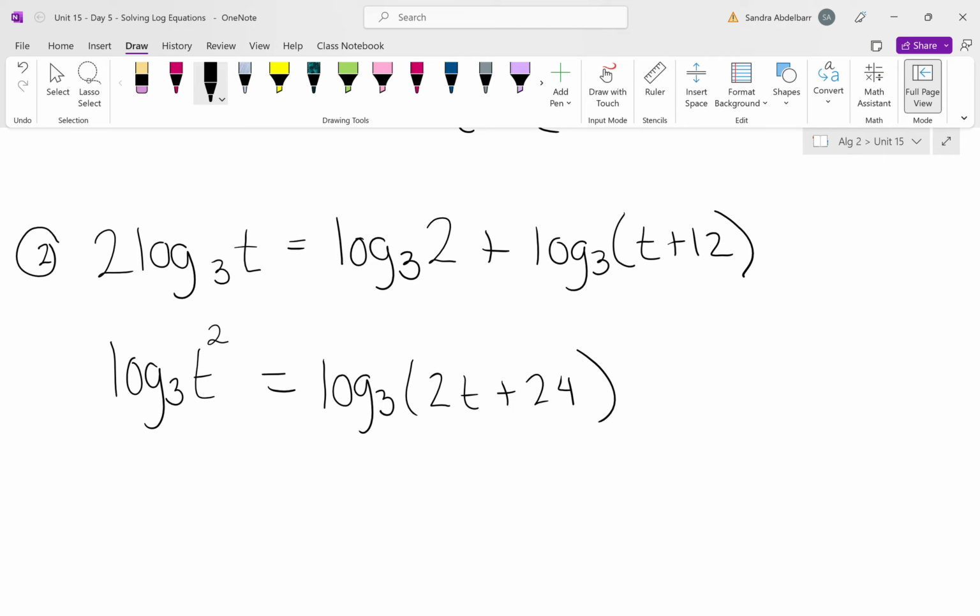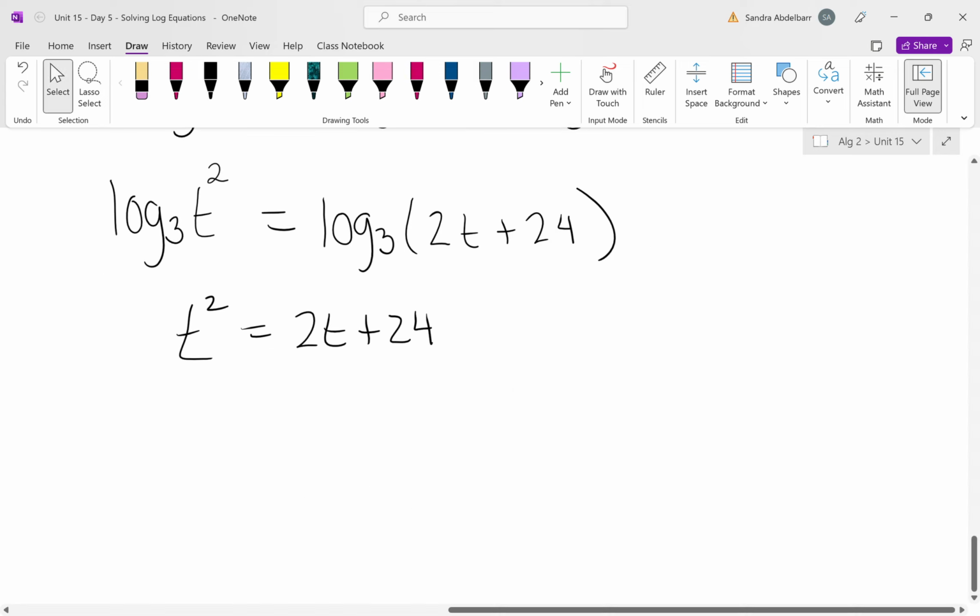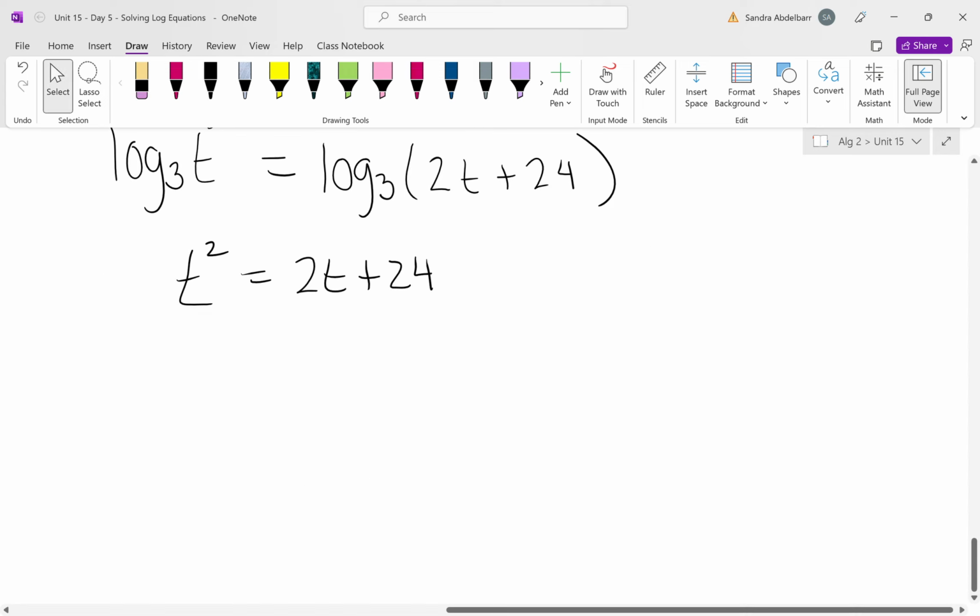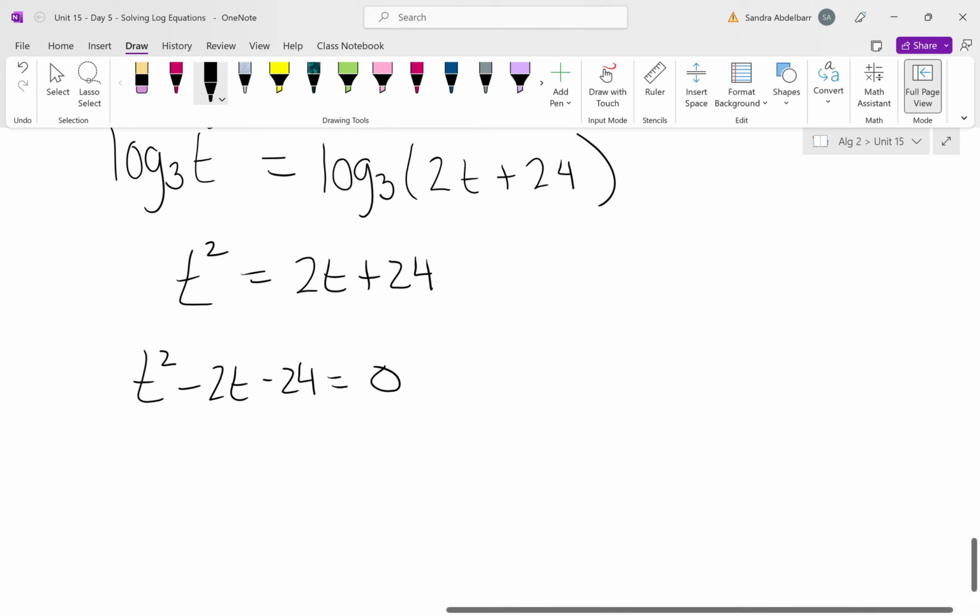Do we agree? So now I have log base 3 of an argument equals log base 3 of an argument. What should I do? Set the arguments equal. So now we have t squared equals 2t plus 24. What are we going to have to do? Make it equal to 0, so we can factor. When we factor, we get t equals 6 and t equals -4.